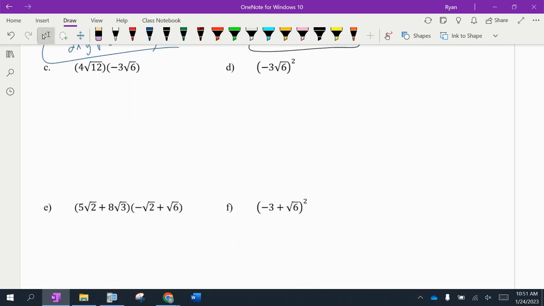Letter C. Notice these are just monomials. I'm not drawing a lot of arrows. I'm just multiplying like parts. So 4 times negative 3 is negative 12. Square root of 12 times square root of 6 is square root of 72.